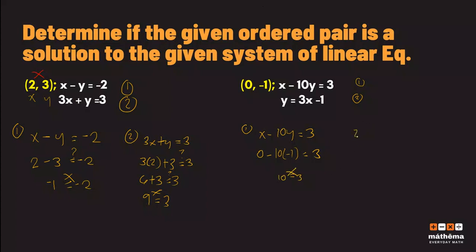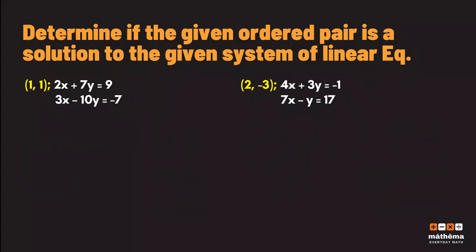And then equation 2, we have y equals 3x minus 1. So y is negative 1, so we have negative 1 equals 3 times 0 minus 1. Negative 1 equals 0 minus 1. Negative 1 equals negative 1. Though this is correct, since the ordered pair 0 and negative 1 is not a solution to both equations, therefore this is also not a solution to our system.